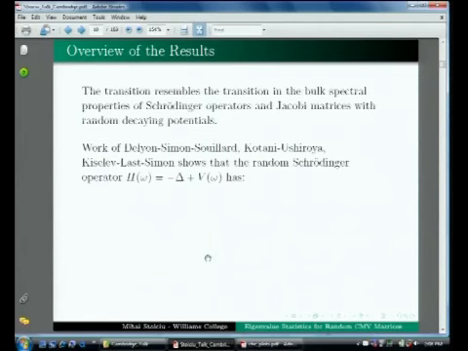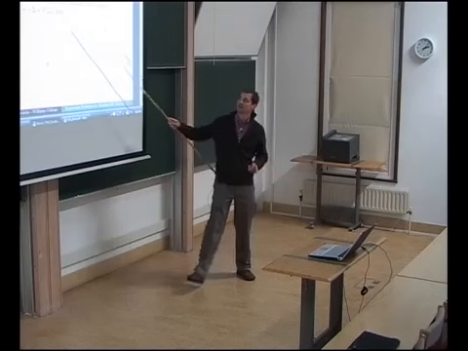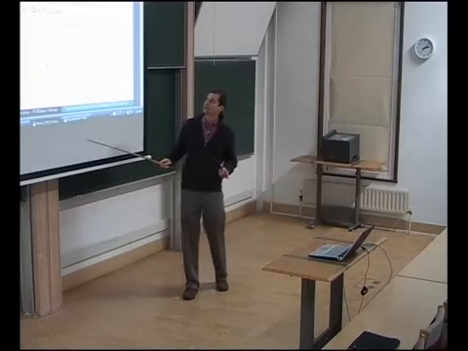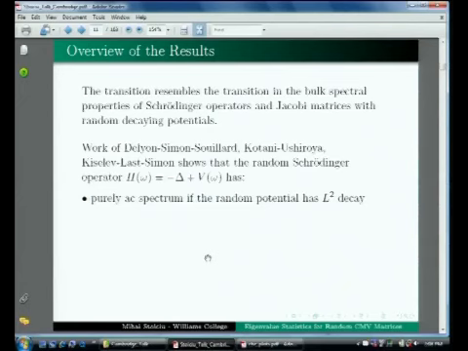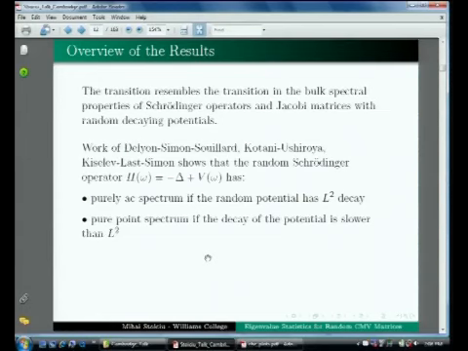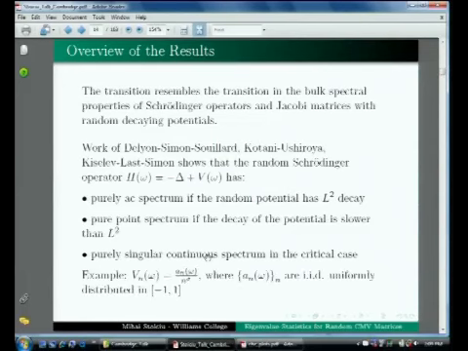There's work by De Leon, Simon, Souillard, Kotani, Shiroya, Kiselev, last Simon. They studied random Schrodinger operators with a random decaying potential, and they studied the spectral type of this random operator. If this random potential has L2 decay, then with probability 1, this random Schrodinger operator has purely AC spectrum.